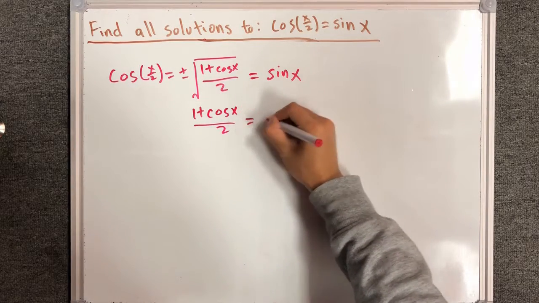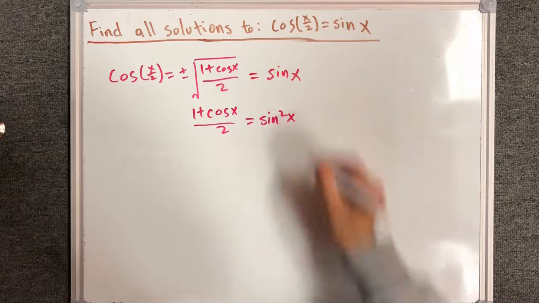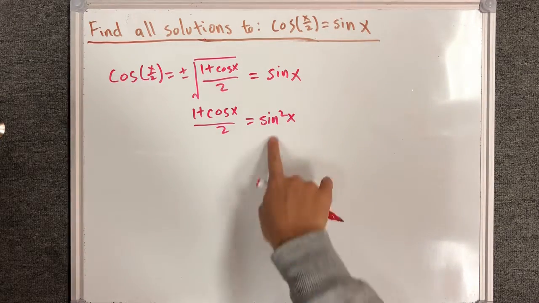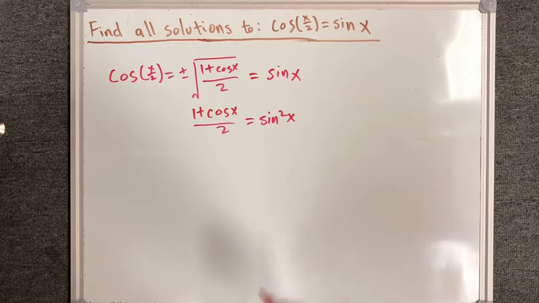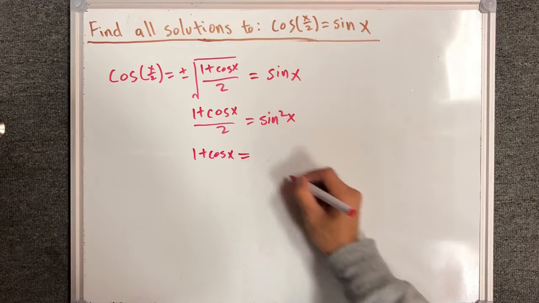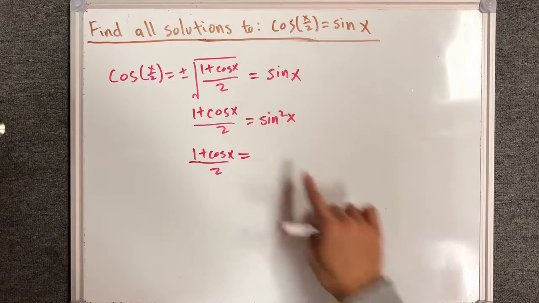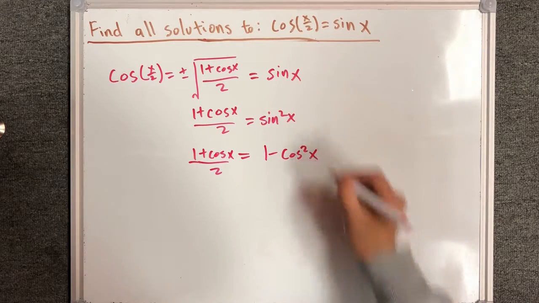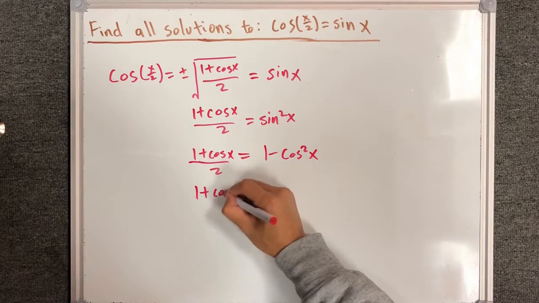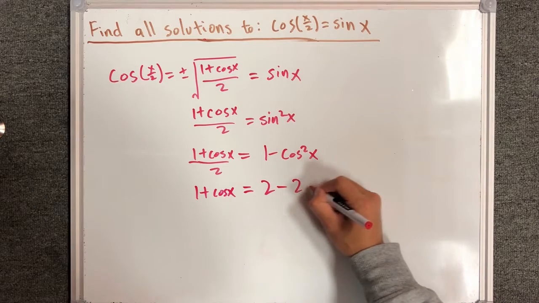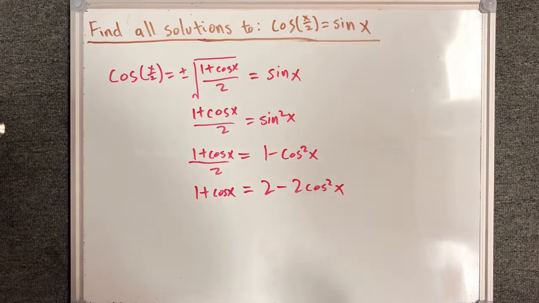So (1 plus cosine x) over 2 equals sine squared of x. I realize that here we have cosine x, and this is sine squared. If I turn sine squared into cosine squared, this will be a nice quadratic equation to solve. So let's do that. Sine squared is equal to 1 minus cosine squared x. And multiply both sides by 2: 1 plus cosine x is 2 minus 2 cosine squared x.